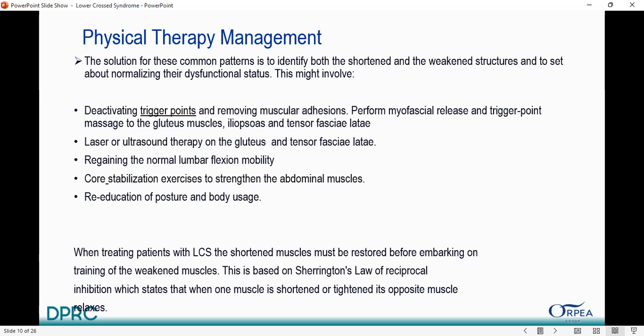So when treating with the LCS, the shortened muscles must be restored before performing training on the weakened muscles. This is based on Sherrington's law of reciprocal inhibition, which states that when one muscle is shortened or tightened, its opposite muscle relaxes.